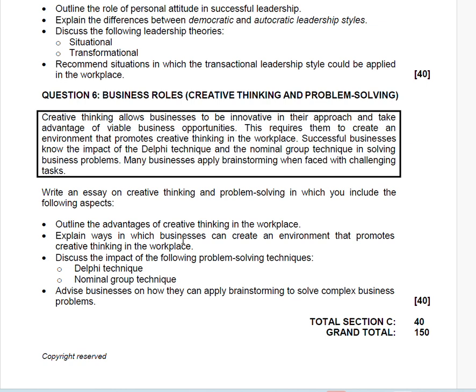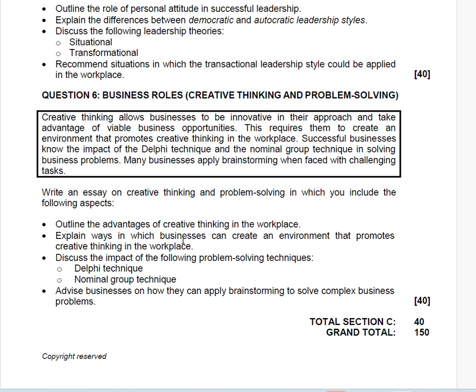Outline the advantages of creative thinking in the workplace. Explain ways in which businesses can create an environment that promotes creative thinking in the workplace. Discuss the impact of the following problem solving techniques, that is the Delphi technique and the nominal group technique. Advise businesses on how they can apply brainstorming to solve complex business problems.